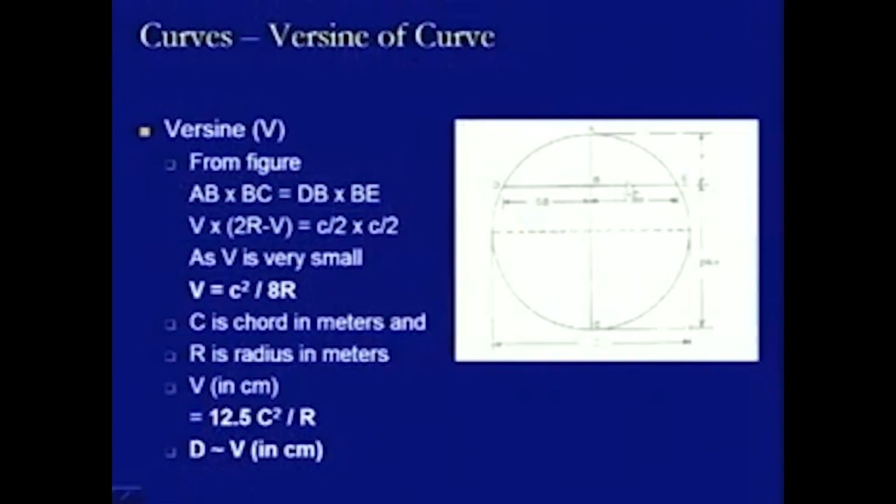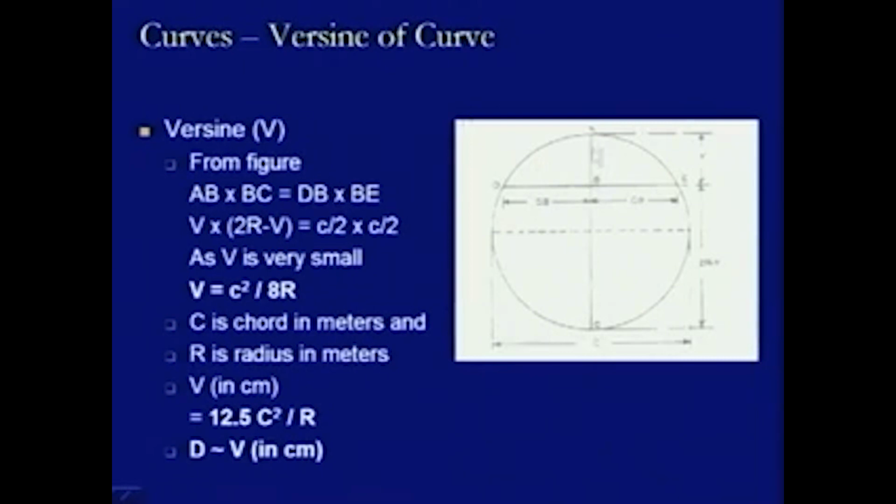Now, another aspect of the curve is the versine. Versine, as we find from the figure, if this is the circular curve and this is a chord, then this distance is termed as versine. So, from the geometry of this curve, we have this distance and then we have another distance on this side. Similarly, if we take this chord, then we have this distance and we have another distance on this side. If we take the multiplication of these two, then they are going to be equal. This is the property of this circular curve.